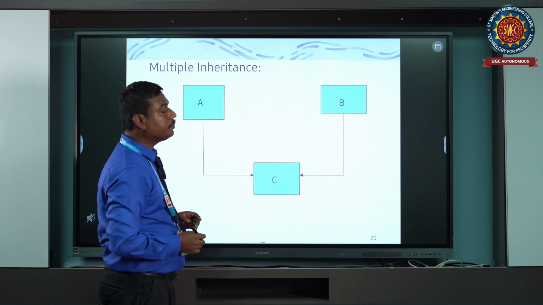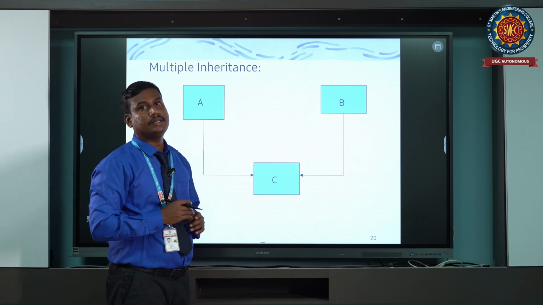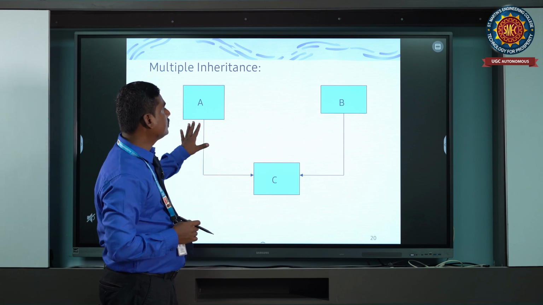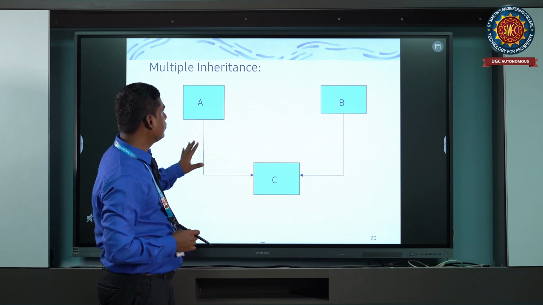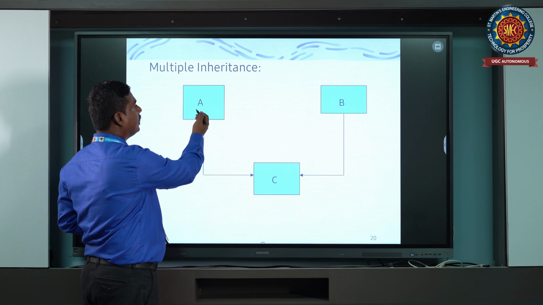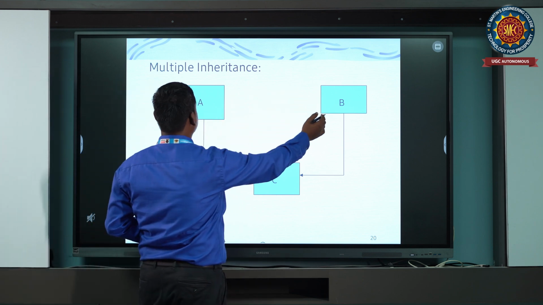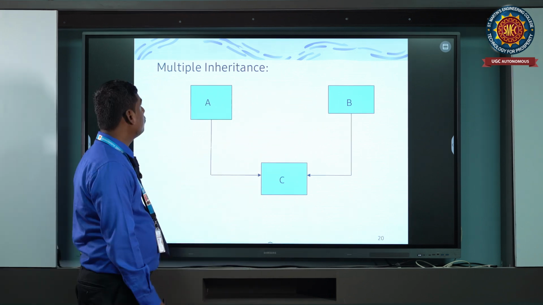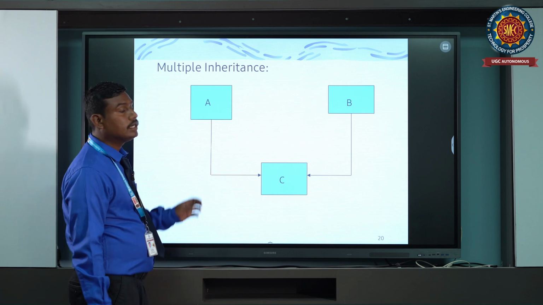Next one is multiple inheritance. What is multiple inheritance? If you look at this, you can easily understand. This is the A class, that is the B class, and this is the C class. Multiple inheritance.